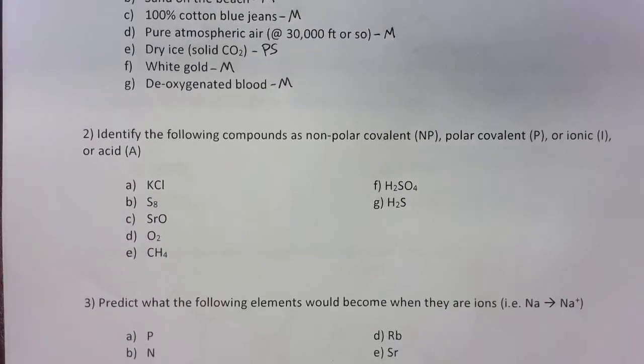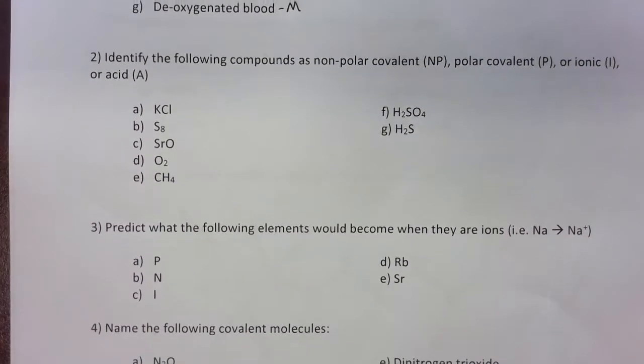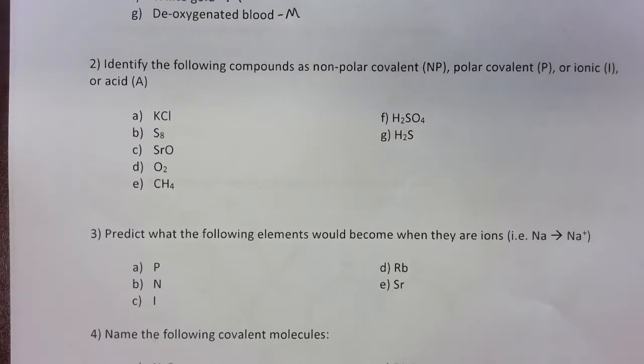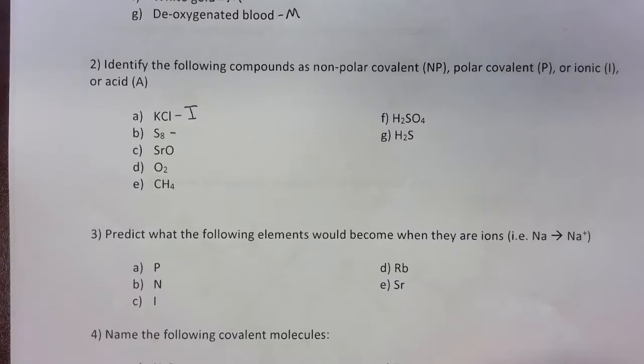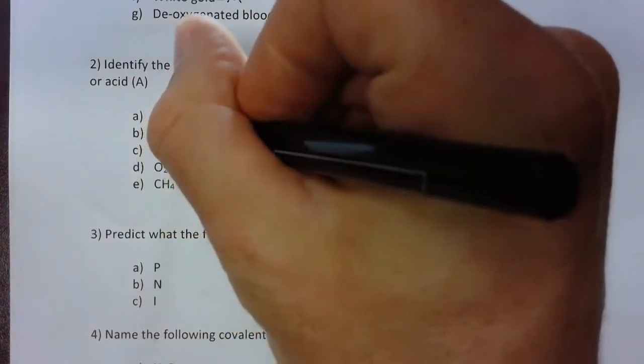Moving on to number 2. Identify the following compounds as non-polar covalent, polar covalent, ionic, or acid. First one is KCl. K is a metal, Cl is a non-metal, so that makes it ionic. Next one is S8. S is sulfur. Sulfur is a non-metal, and since it is a non-metal bonded with itself, because S is the only thing in this compound, then we call it non-polar covalent.